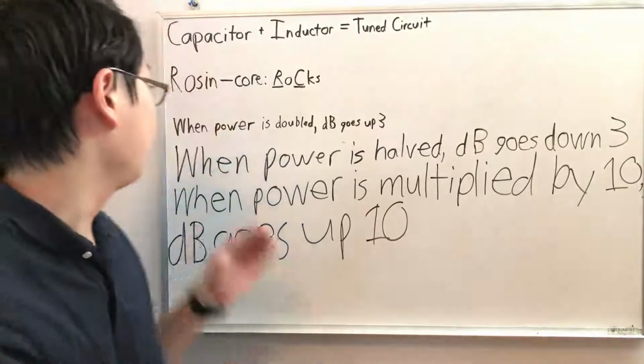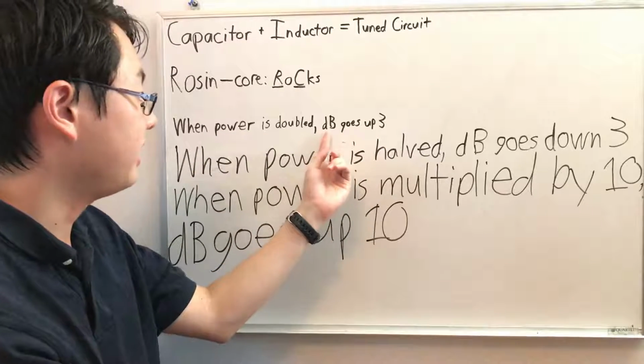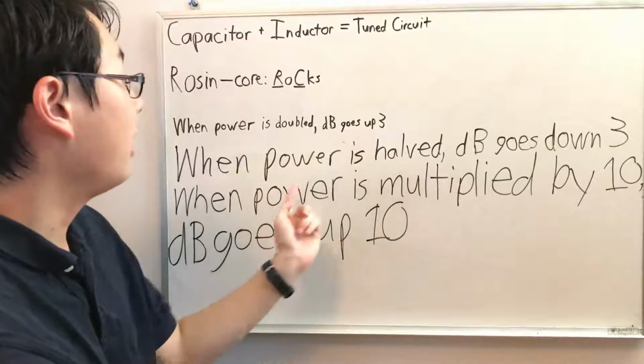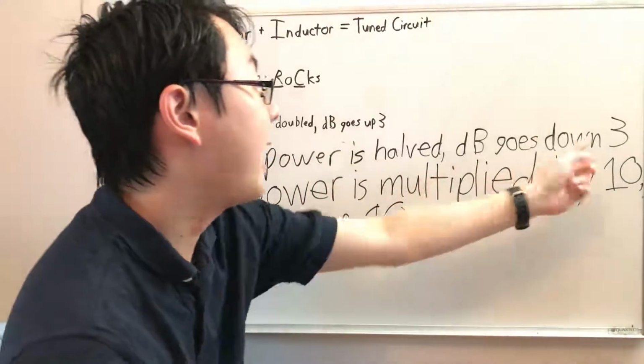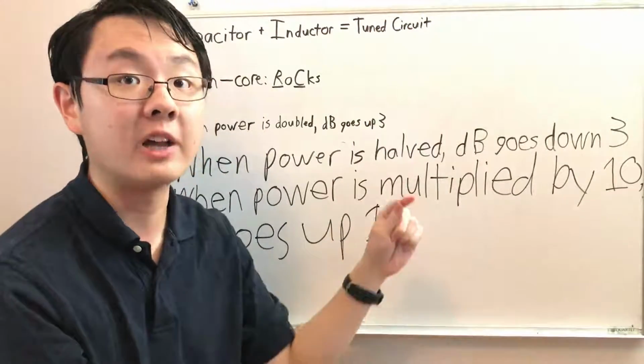And vice versa. So when power is doubled, decibels goes up by 3. This is the symbol for decibels, a little small d and a capital B. When the power is halved, the decibel goes down 3. So if you go from, say, 1,000 watts to 500 watts, you lose 3 decibels.